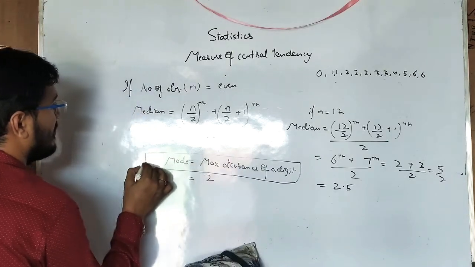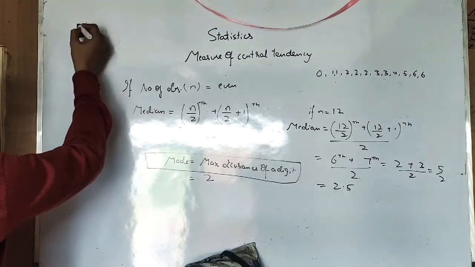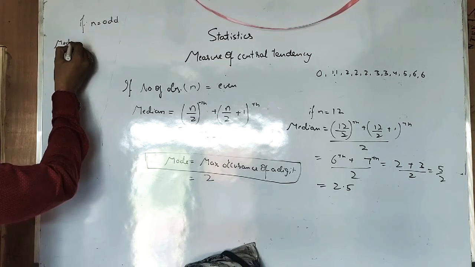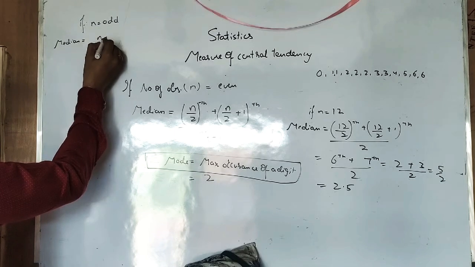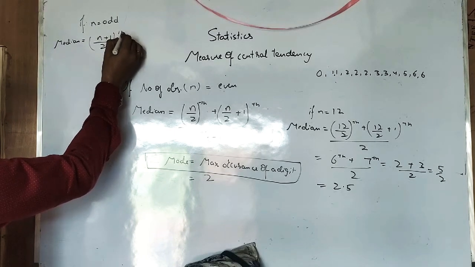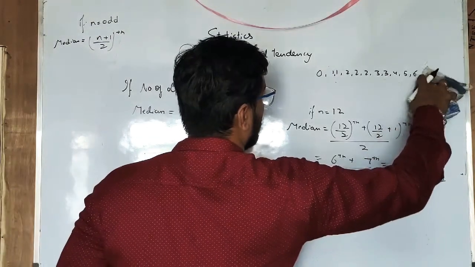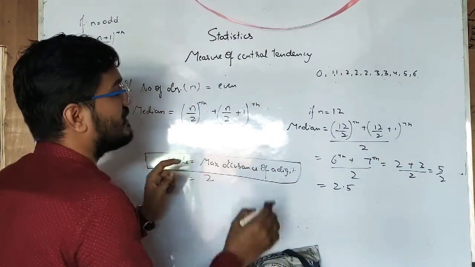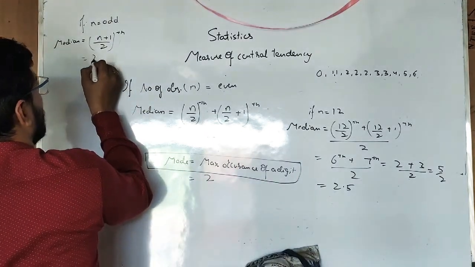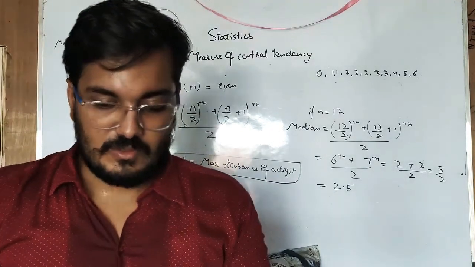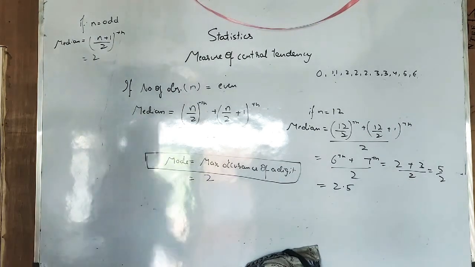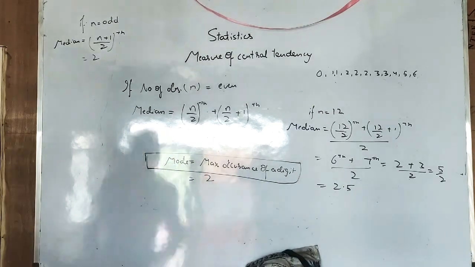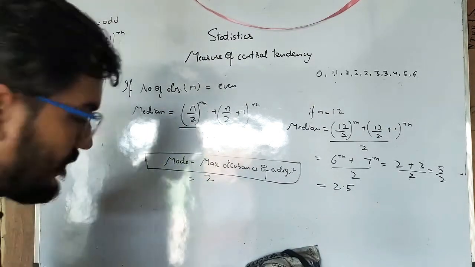One more thing: if n is an odd number, just write this down. If n is odd, the median will be simply the n plus 1 upon 2th term. If there were 11 terms, then 11 plus 1 is 12, 12 upon 2 is 6, so the 6th term is 2. So here the median will be 2. This is how, with the help of these formulas, we are going to complete our exercise. Now let's start with exercise 14.4.